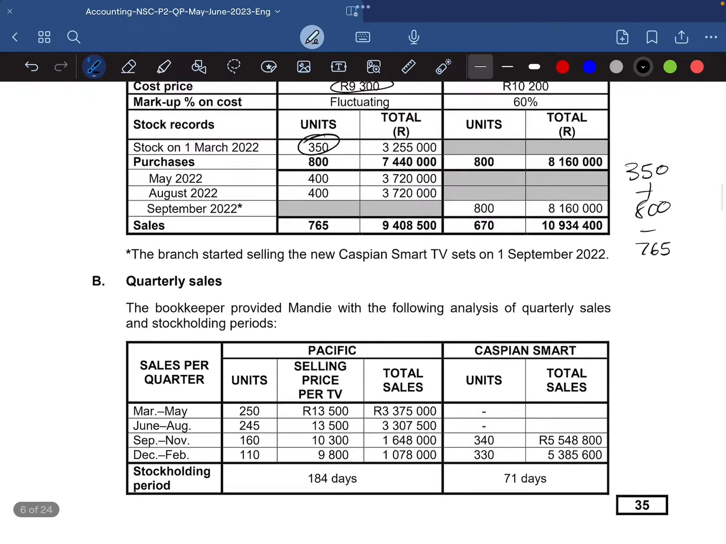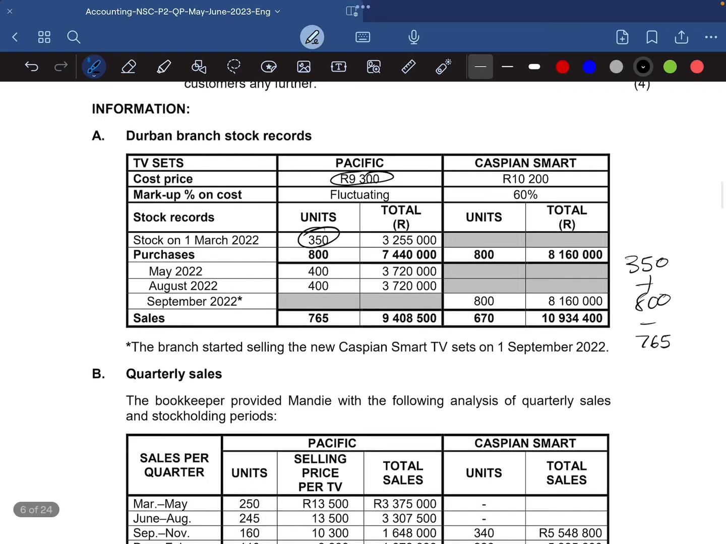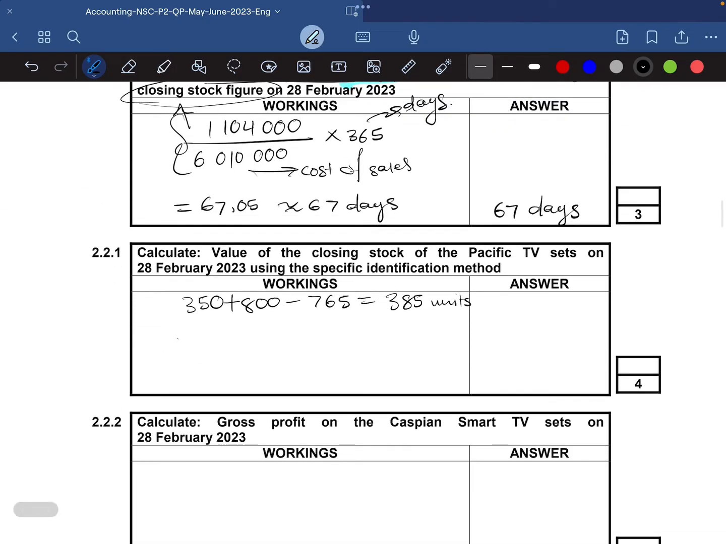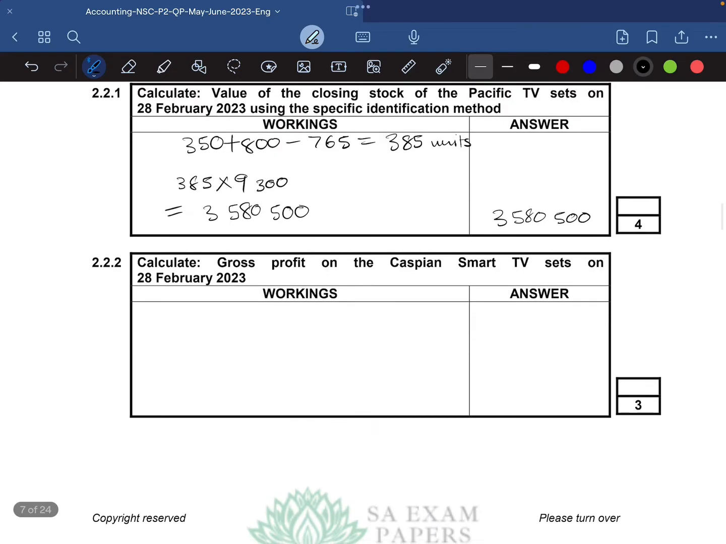Now each unit costs 9,300, so we are just going to say 385 multiplied by 9,300, and that will give 3,580,500. So that's 3,580,500. Right.